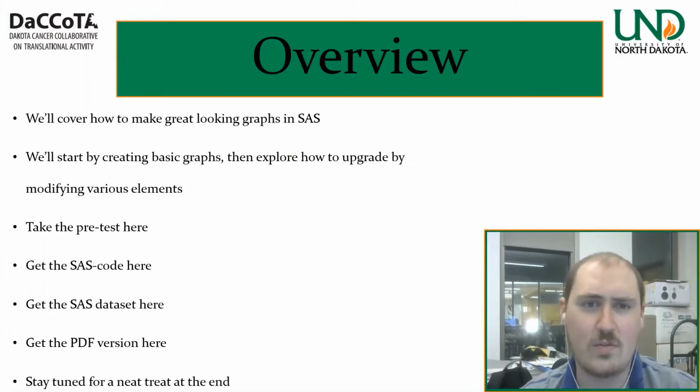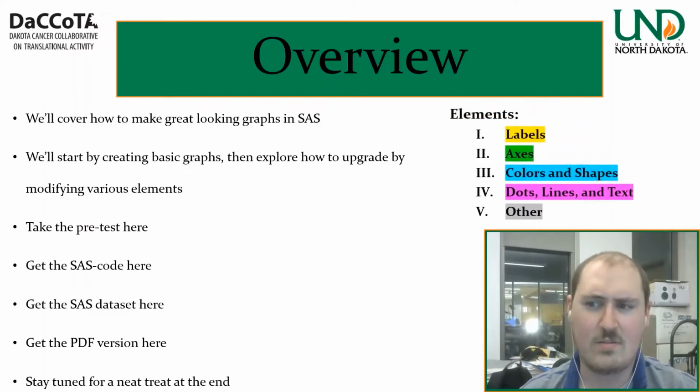So if you've done the R portion, you kind of know how this works, but we'll go through it anyways. We'll be looking at making great graphs in SAS, starting by creating basic graphs and then seeing how we can upgrade them by modifying various elements. The five elements I've broken them into are labels in yellow, axes in green, colors and shapes in blue, dots, lines, and text in purple, and a catch-all other in gray. And I will be color coding the upgraded code as we go through, like I did in R.